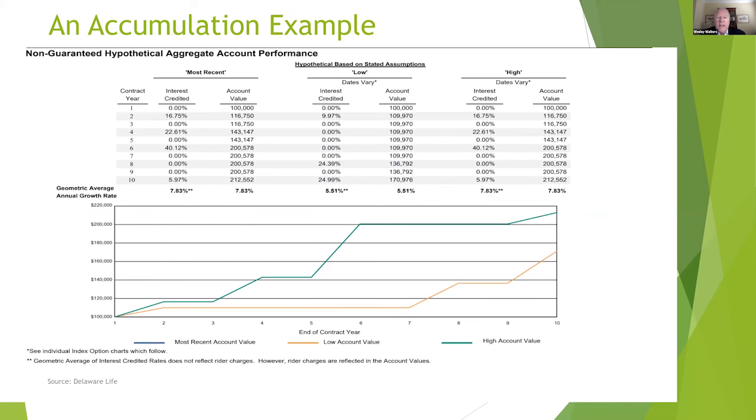So here's an example of how this product performed over time. Most companies will show you the most recent, the best, and the worst. So in this particular product, the most recent 10 years, they paid out 7.83% average per year. The worst 10 years ended up at 5.51 per year. And the best is the same as the most recent 10 years. Again, this can be viewed as a principal protected, no risk product.